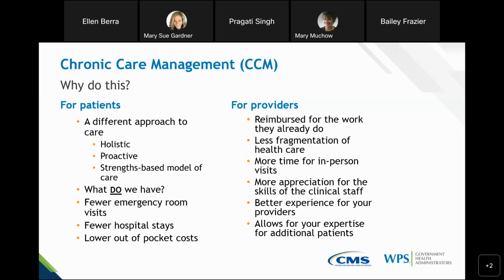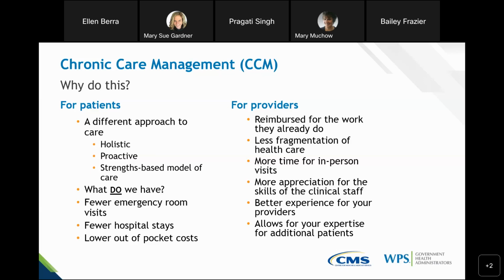And what we mean by that is in doing this service, you're working with the other providers and practitioners who are providing care for that patient. And by using chronic care management and principal care management, you kind of get everybody on the same page. In addition to that, providers have told us that they have more time for in-person visits when their patients transition to chronic care management. Now, that doesn't mean that you won't continue to see those patients in person as needed, but it also takes some of that burden off.